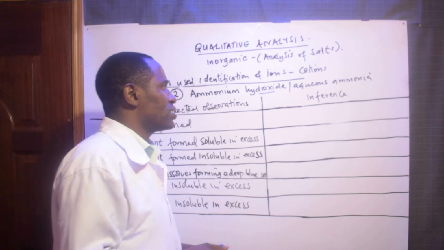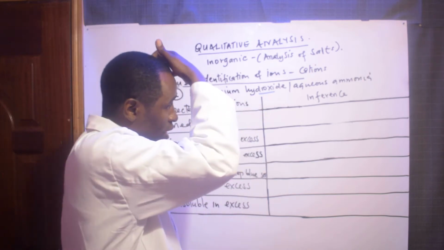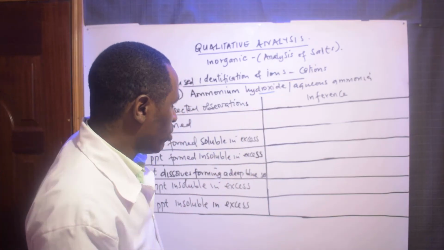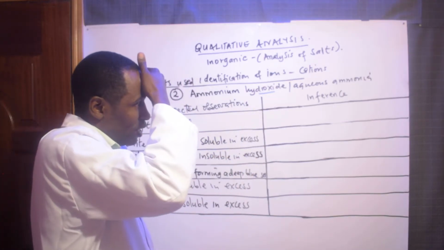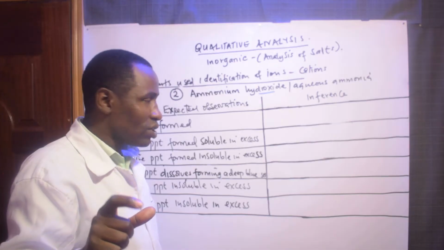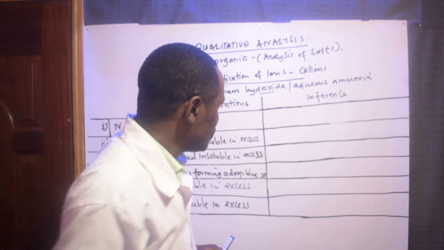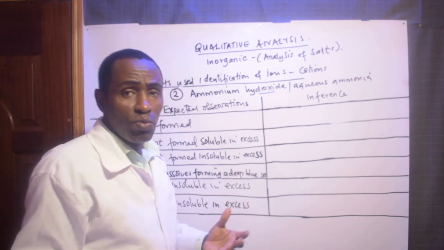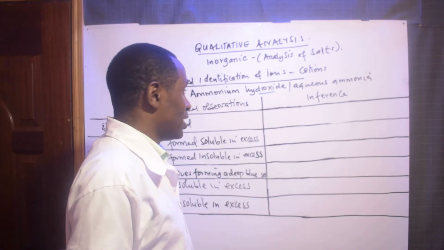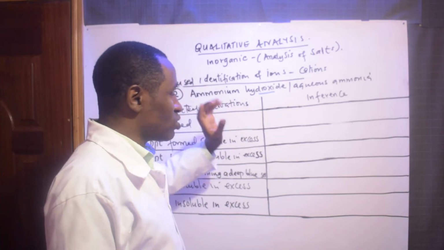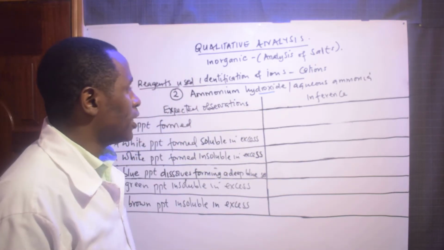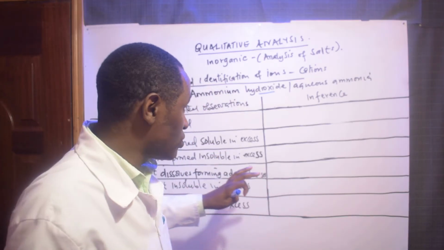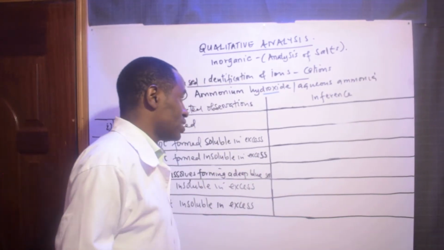A weak base means that when ammonium hydroxide is in water, it will ionize only partially. That means only a few hydroxide ions will be produced as it dissolves in water. That's the difference. But sodium hydroxide will release so many hydroxide ions. Therefore, we are going to expect some differences.